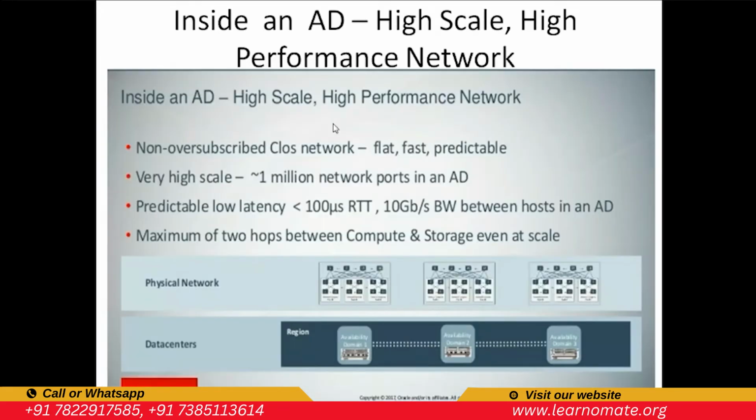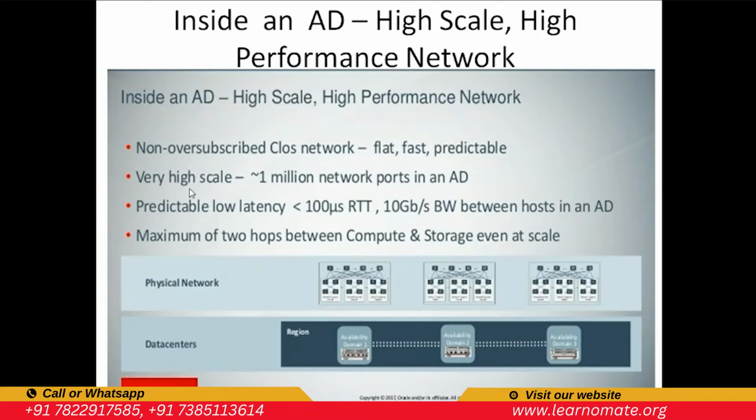So inside an AD, how has it been architected? It's a high scale and high performance network, and it contains a non-oversubscribed cloud service network. We call this a non-oversubscribed cloud service network, and it is a flat, fast, and predictable network. If there are 10 clients and the capacity of the services we provide is only for 10 clients, then only those clients will be accommodated, not even the 11th client.